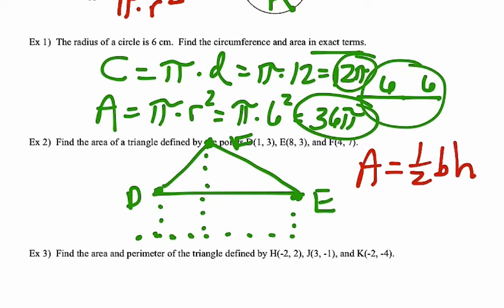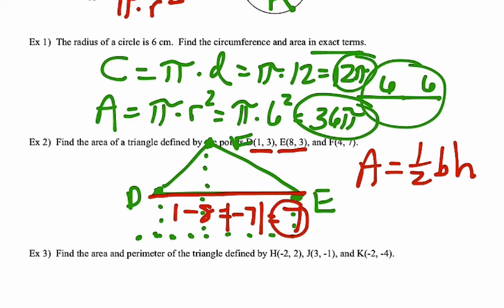So I might have to use my distance formula to find some things, but what I notice is that (8, 3) and (1, 3) make a horizontal line, which I could just count. So the distance from 1 to 8 would be 1 minus 8, or negative 7. That doesn't make sense, so it's just an absolute value of 7. So my base is 7, so it's going to be 1/2 the base of 7 times the height.